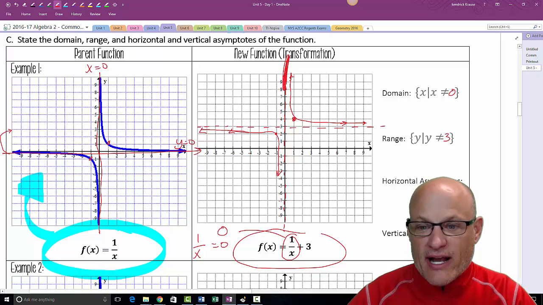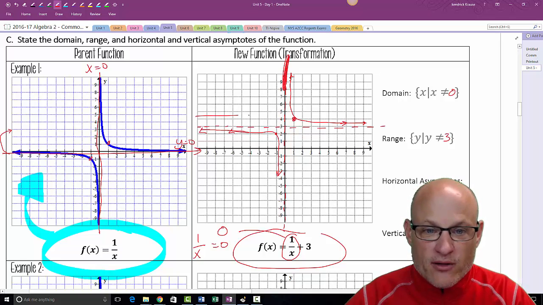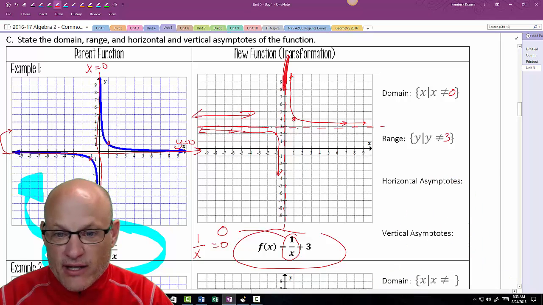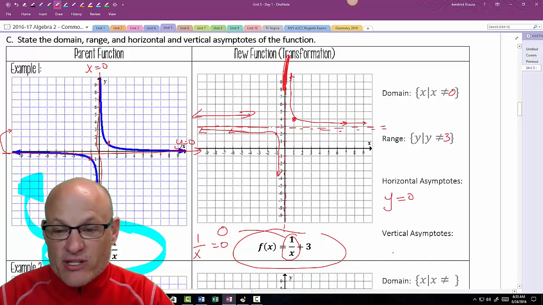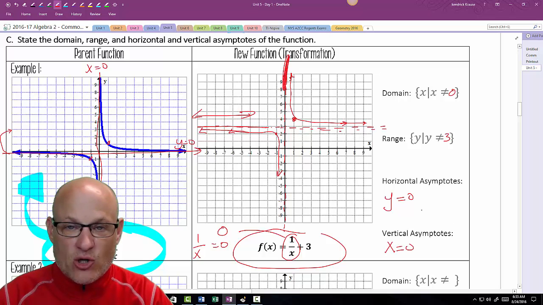Vertical or horizontal asymptotes. Horizontal asymptotes are the ones going left and right. Well, there it is right there. There's my horizontal asymptote. Oh, dotted lines, dotted lines, dotted lines. My horizontal asymptote is y equals 3. My vertical asymptote did not change, still x equals 0. I'm going to try to get my big head out of the way. I wrote x equals 0 there.